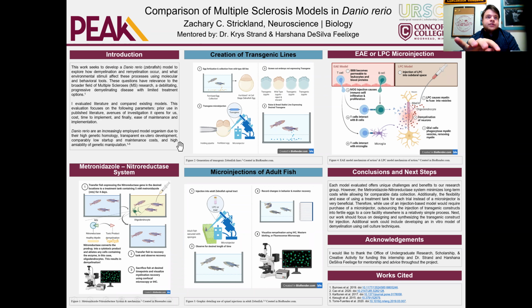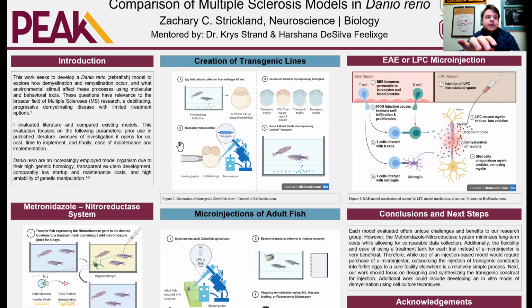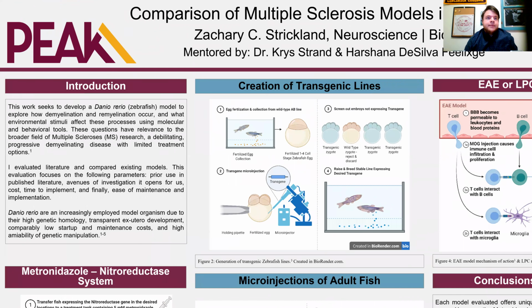So diving into the introduction, my project is focusing on evaluating literature and comparing different models in zebrafish to allow us to later explore how demyelination and remyelination occur in zebrafish and ultimately investigate what environmental stimuli affect these processes using molecular and behavioral tools. Broadly speaking, these questions have relevance to multiple sclerosis research. For those who don't know, multiple sclerosis is a debilitating progressive demyelinating disease with limited treatment options in humans. So it's very much worthy of further research, and there's a lot of cool stuff happening in that field right now.